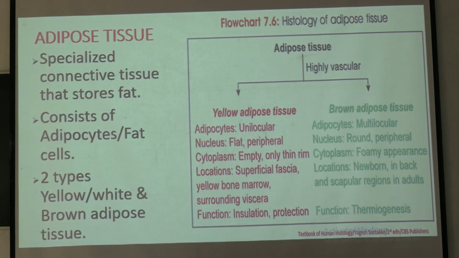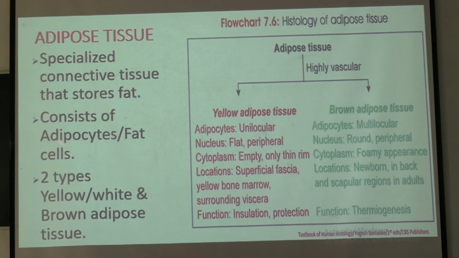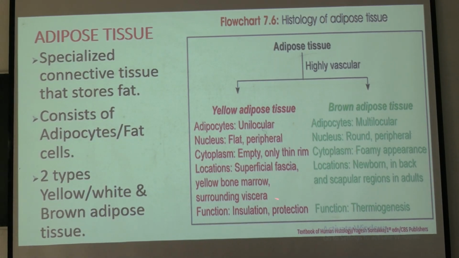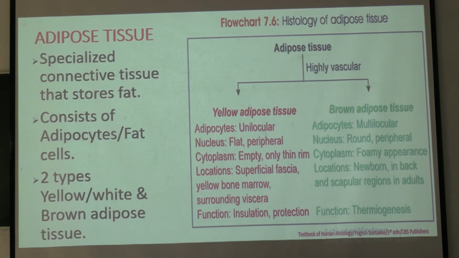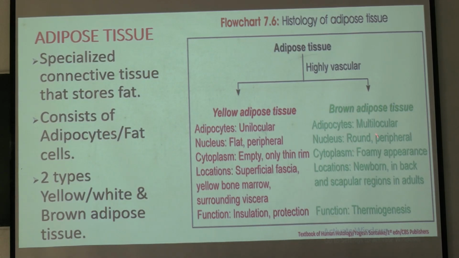Next, we are going to adipose tissue. Adipose tissue is specialized connective tissue that stores fat and consists of adipocytes or fat cells. Two types of adipose tissue are there: yellow or white adipose tissue and brown adipose tissue. Okay, and see, these are the differences between these two. Adipose tissue is highly vascular tissue. Yellow adipose tissue has adipocytes with a unilocular fat globule, and brown adipose tissue has multilocular fat globules.